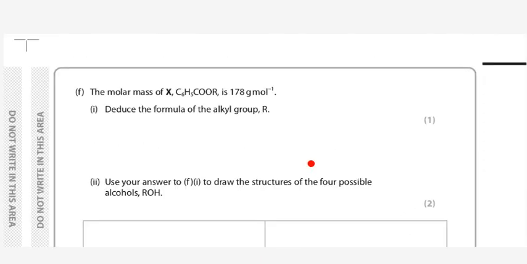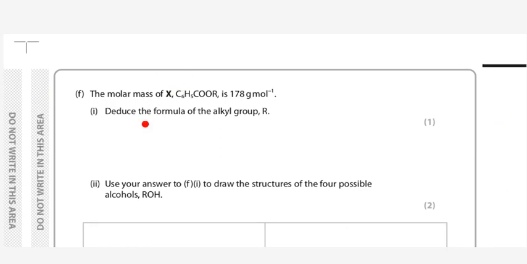The molecular mass of X is 178. Deduce the formula of the alkyl group. So let's see. Let's find the molar mass of the C6H5COO group without the R. You have 7 carbons, so 12 times 7 is 84. And there are 2 oxygens, 16 times 2 is 32, plus 5 hydrogens. So this part is 121. And for the R, 178 minus 121 gives 57.